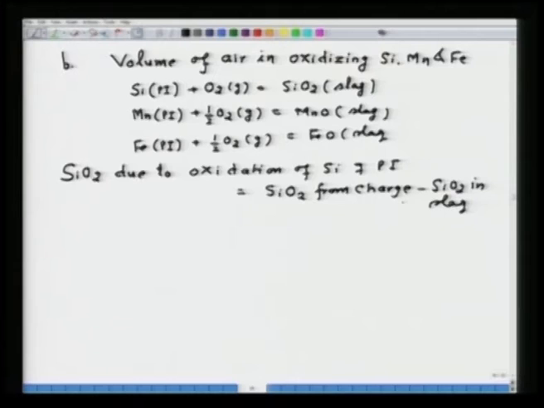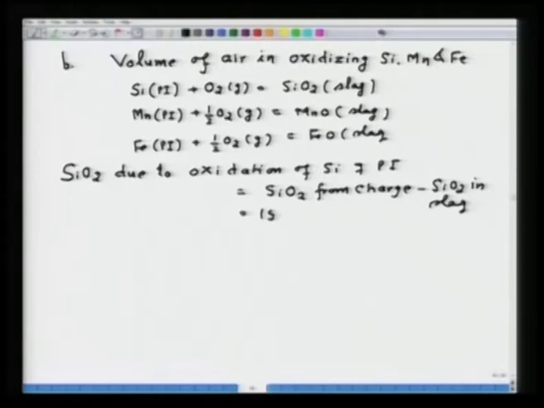We know both the quantities, so we can calculate SiO2 from the charge. You have to consider all sources from where SiO2 is entering, and SiO2 in slag is already given. You have found out the amount of slag, so you can find out that quantity.